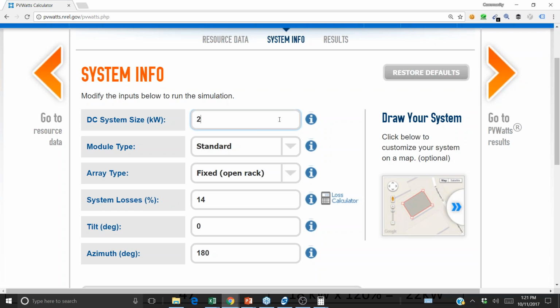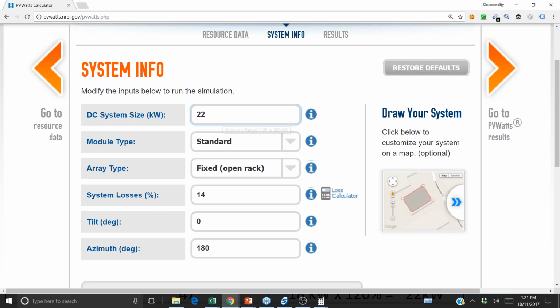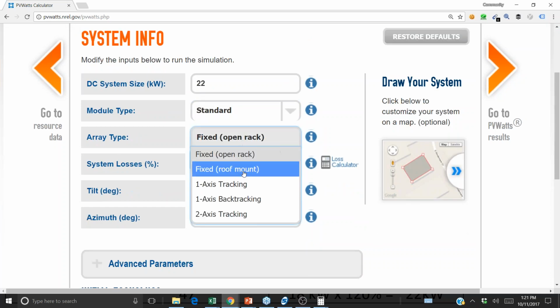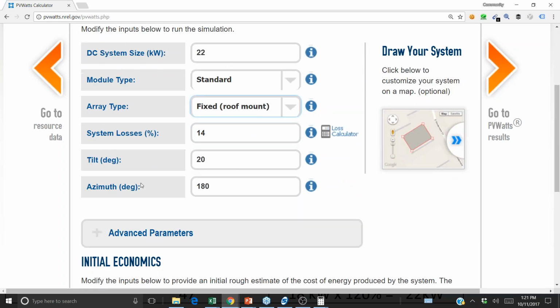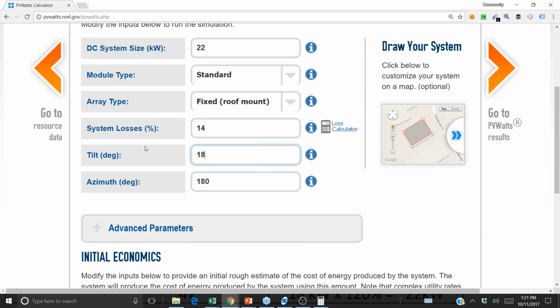So we ended up going with a 22 kilowatt solar array, and we went with the standard rack up on the rooftop. And I just keep all these things the same. It was like a 4/12 roof pitch.